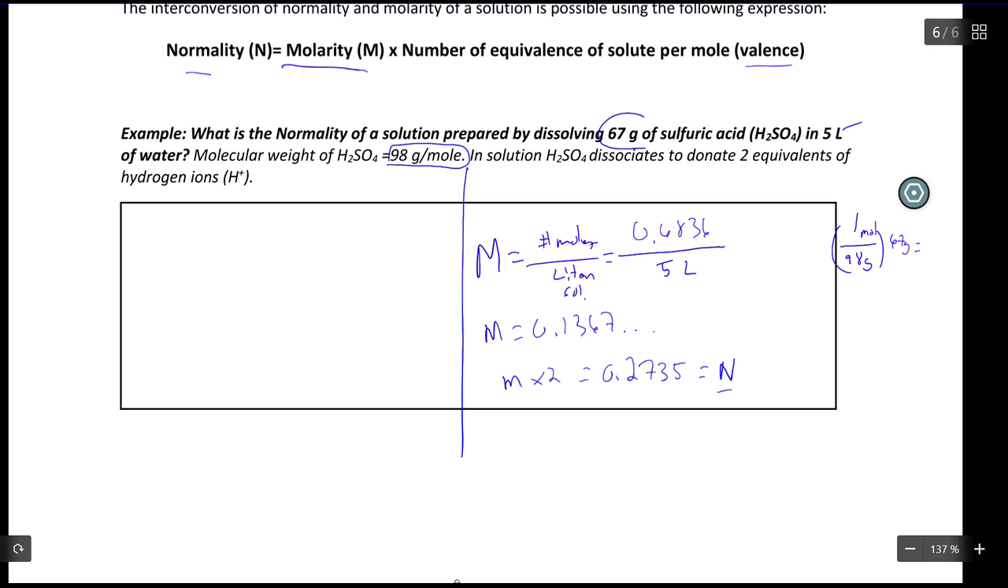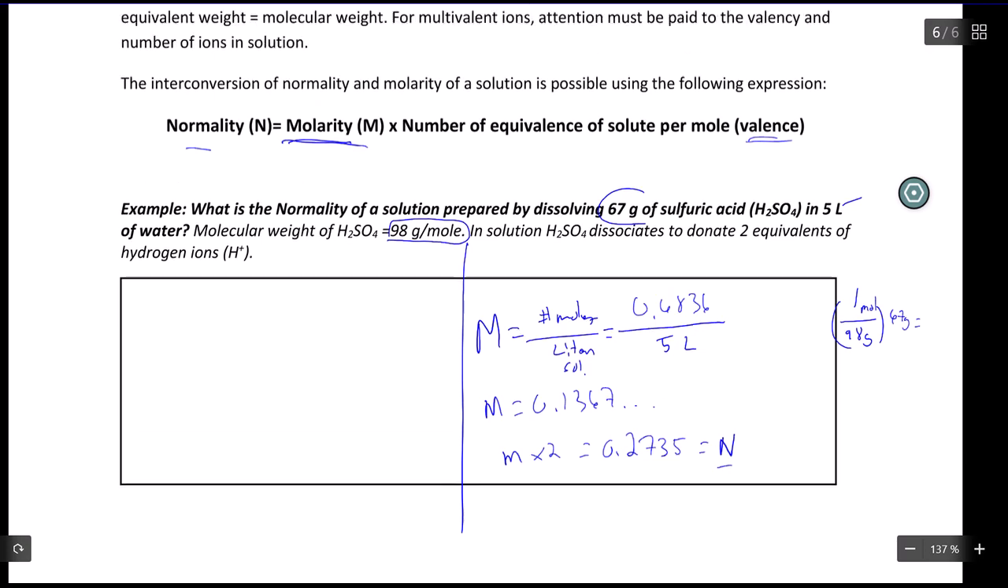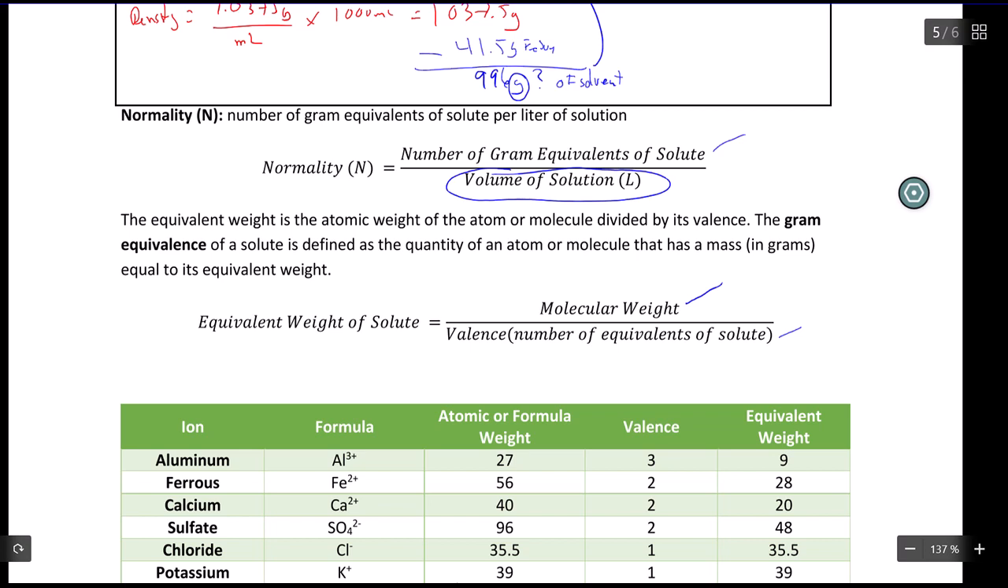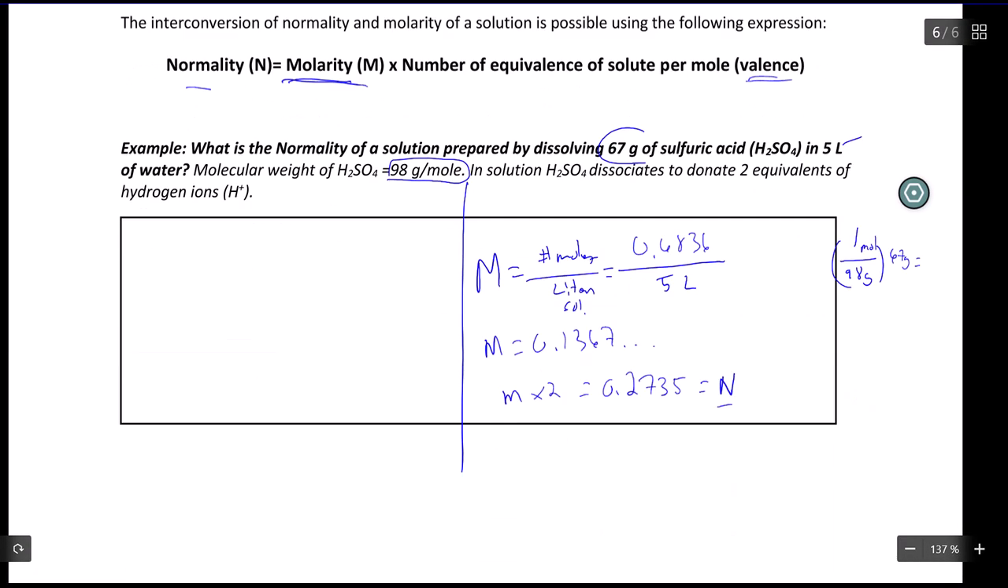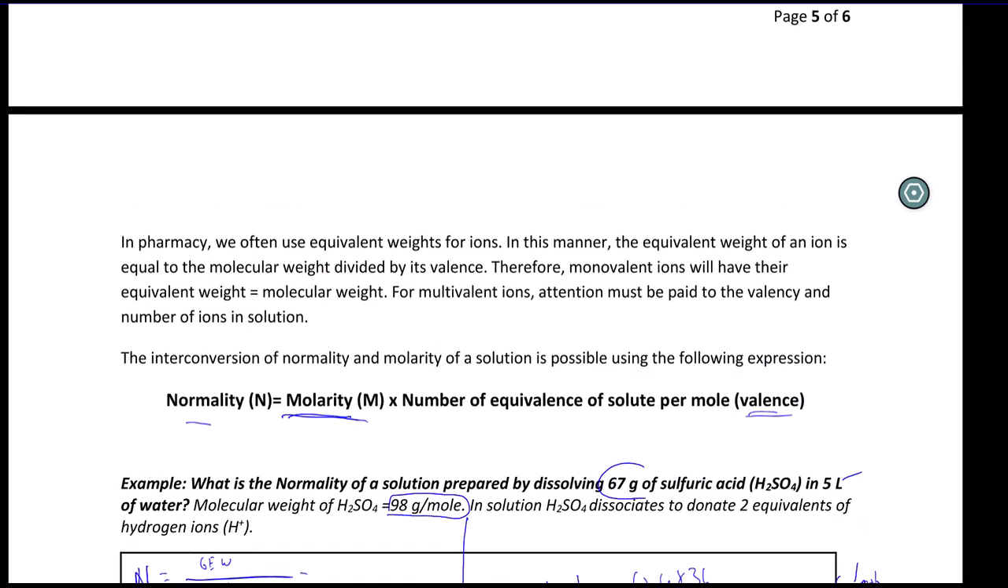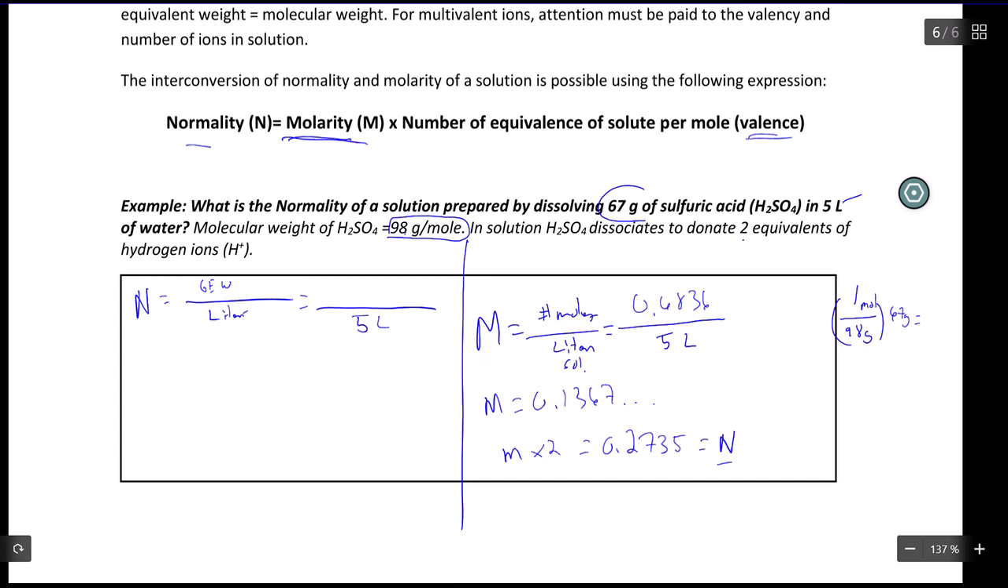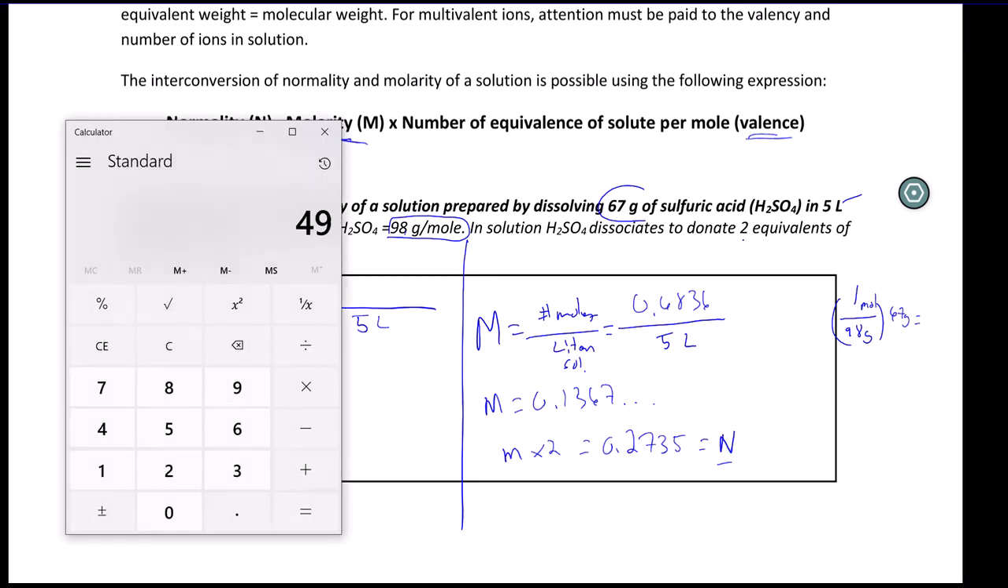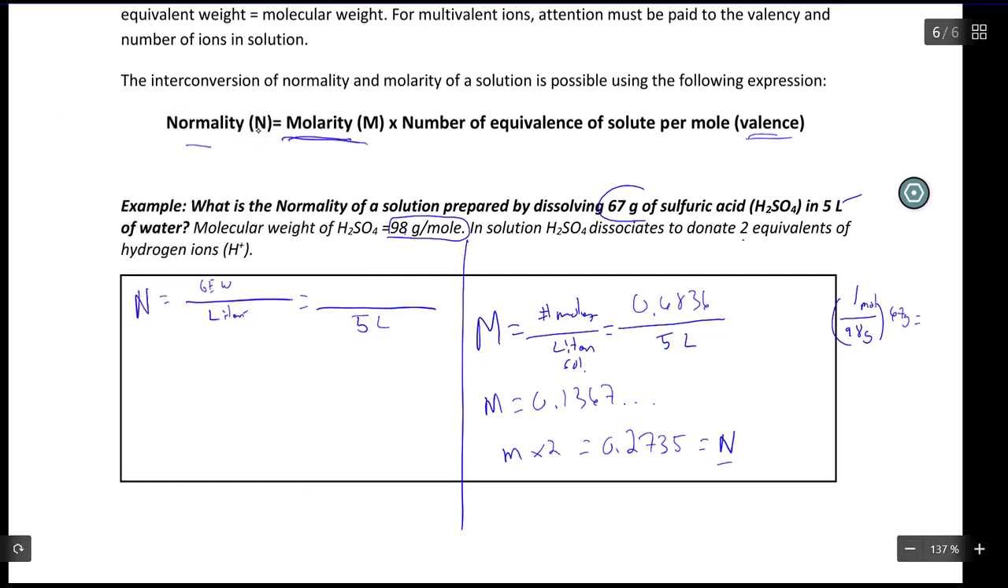So I can get normality by taking molarity and multiplying it by valence, or I can do it by the equation that we said, the equation up here. If you look for the equation of normality, we're looking for the number of gram equivalents per liter. So normality, big N, over liters, and we're looking for what I'll call the gram equivalent weight. The number of liters is given to us, 5 liters. Easy. What's the gram equivalent weight? We take the molecular weight, 98, and divide it by the valence, which is 2. 98 divided by 2, we get 49. So 49 is the gram equivalent weight for the sulfuric acid that we're working with.